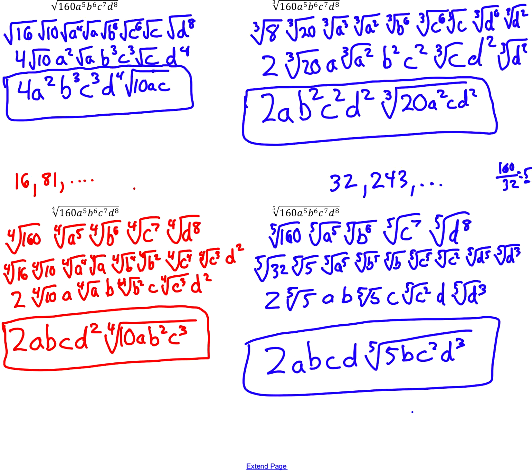And the process is similar for a 6th root, 7th root, 8th root, 9th root, 10th root. So you guys can simplify any radical with any index. It's just the same process. Let's go to the next page.